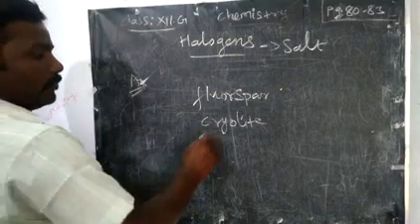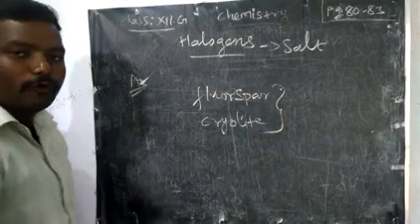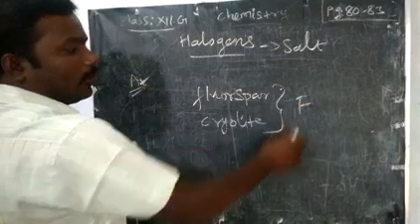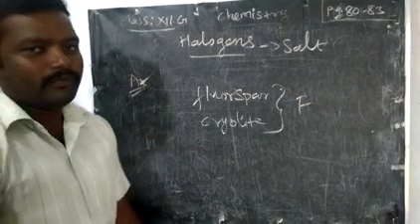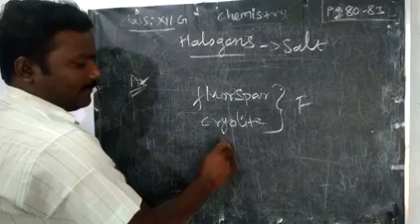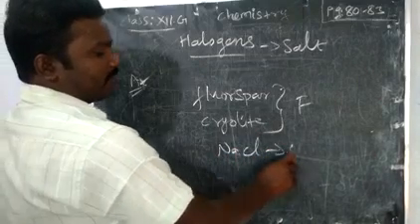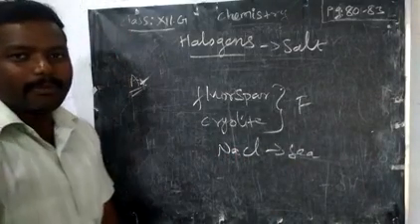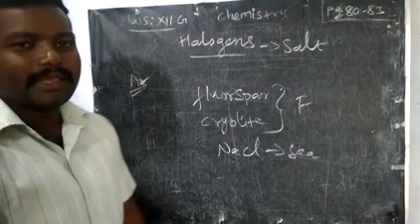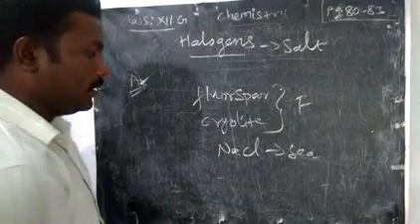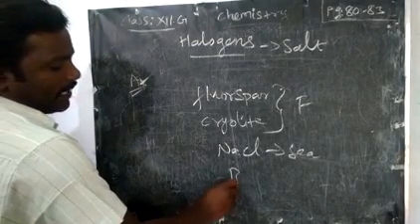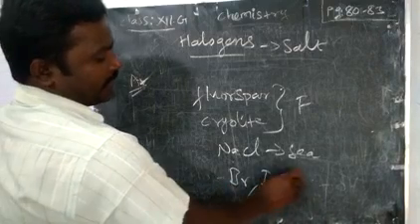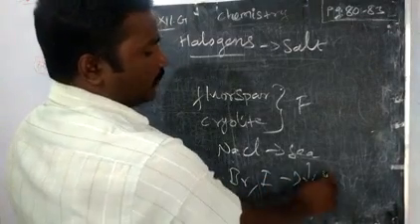Then chlorine, this is about fluorine. What about chlorine? Everyone knows it is obtained from sodium chloride from the sea water. Can you remember what sodium chloride is? Yes, our table salt. Then bromine and iodine we can get from the same sea water.